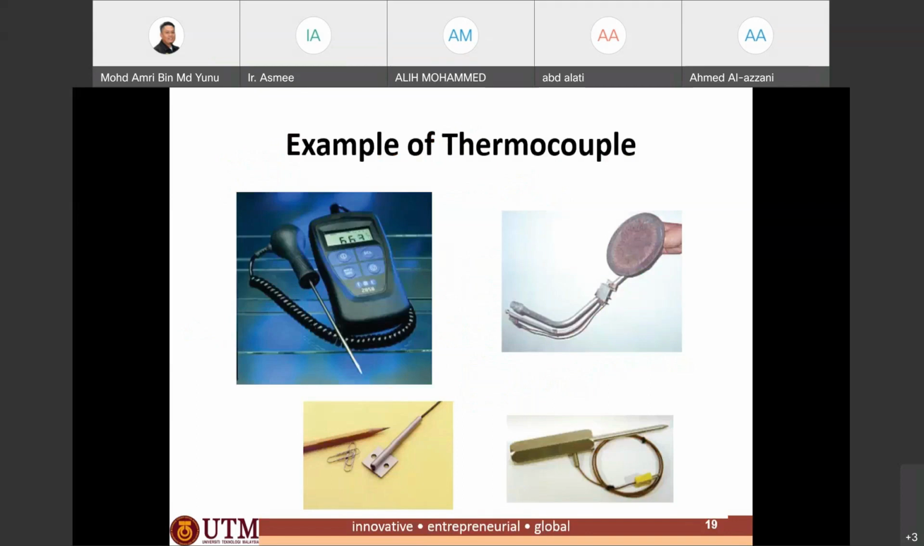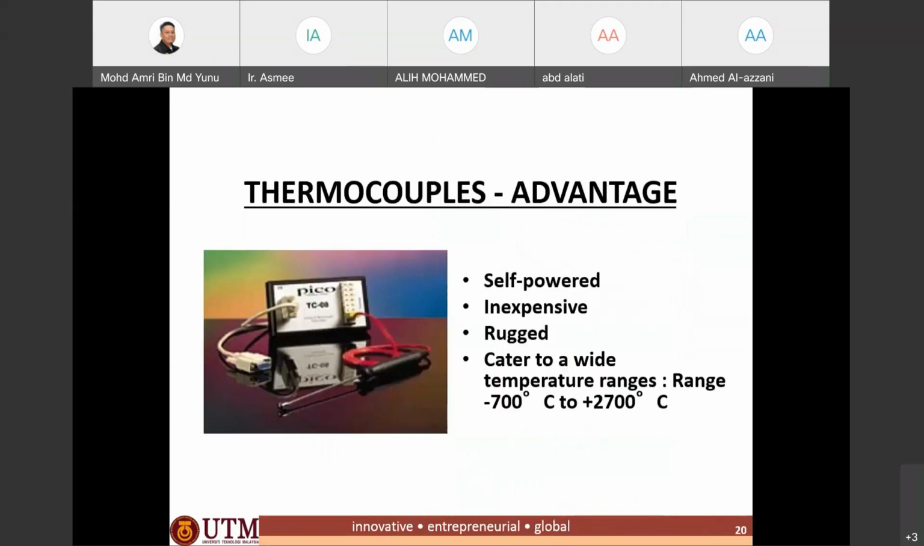So these are thermocouples that have been packaged into industrial devices. For example, you have a tube, or a metal casing, or something smaller that can be screwed into the surface. So these are examples of thermocouples.